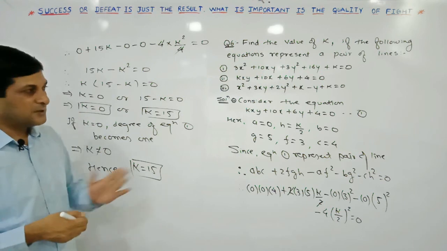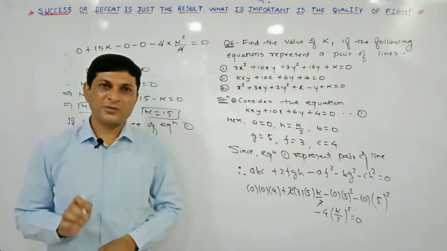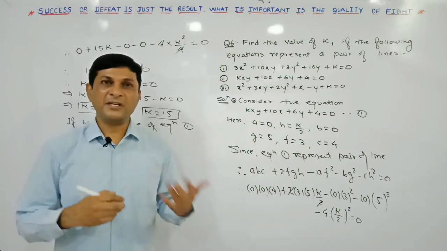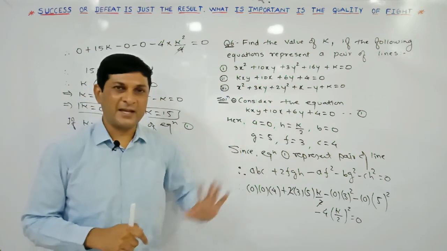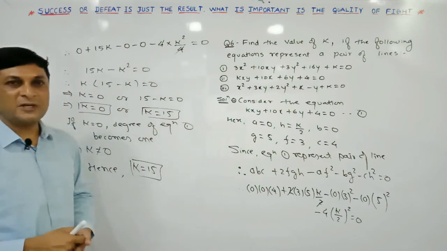If k becomes 0, this equation does not remain an equation of second degree. It will become a linear equation in terms of x and y. So that's why k should not be equal to 0 here.